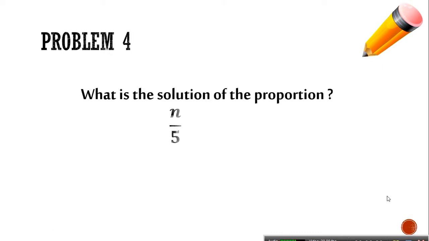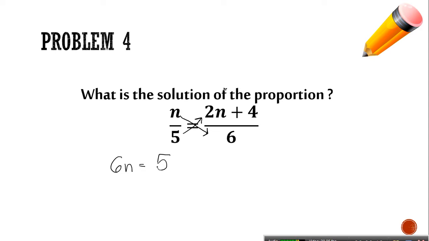Let's try one more problem that looks like this. So I have n over 5 equals 2n plus 4 divided by 6. So I'm going to cross multiply. So I'm going to get 6n equals 5 times 2n plus 4. So 6n, I got to distribute my 5 in. And I'm going to get 10n plus 20.